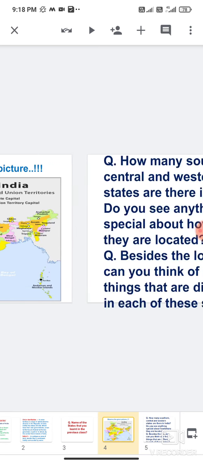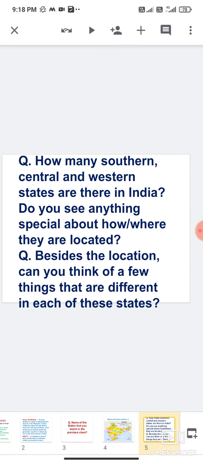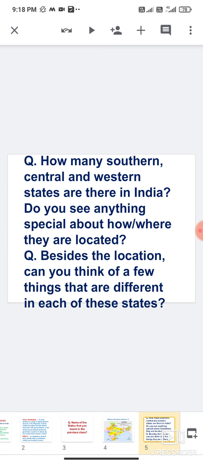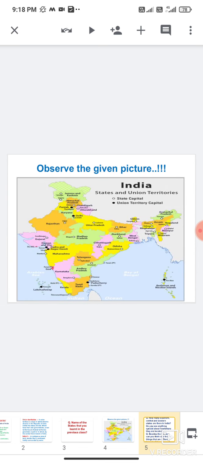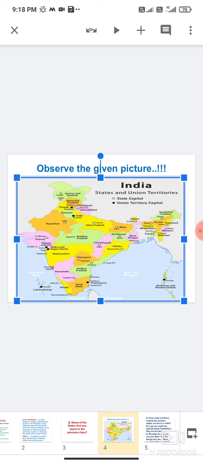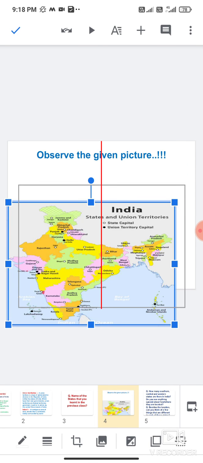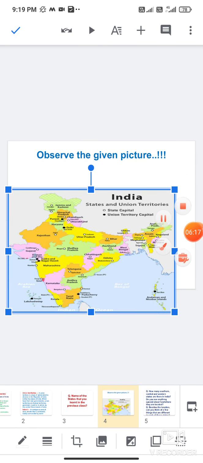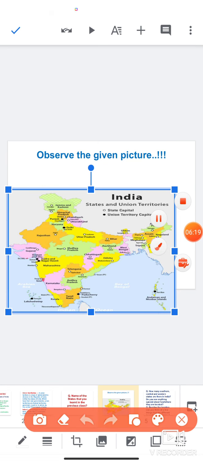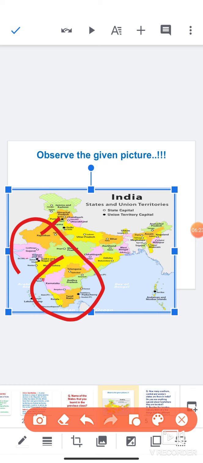All right, students, you will see that of the 11 states, which means there are 11 states in southern, central, and western India. Altogether, if you count, there are 11 states.